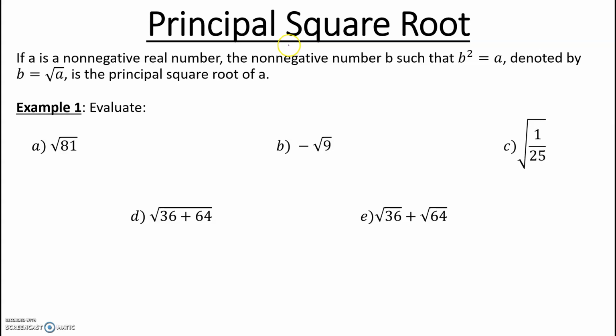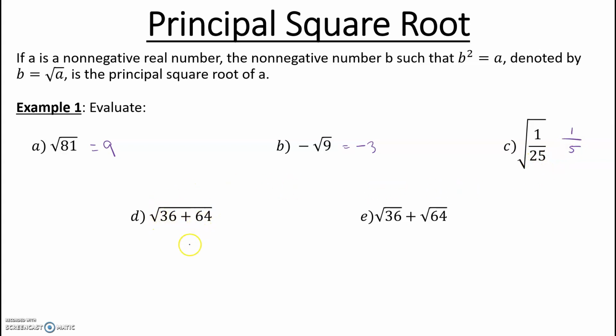Remember, this is going to be the non-negative answer. So square root of 81, we're going to wind up with 9. Negative square root of 9 is going to get you negative, and then square root of 9 is 3. Square root of 1 over 25 is the same as saying square root of 1 over square root of 25.